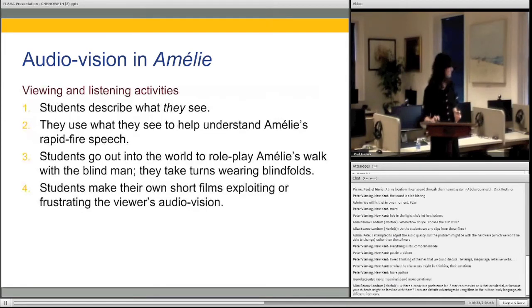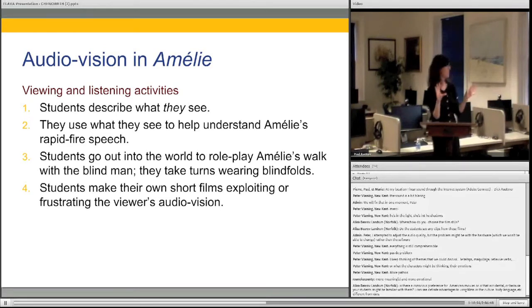Right, so what would I do in the classroom with this? I would maybe first show it without any sound, especially because her language is very rapid fire, very fast, sort of hard to understand, even for me. So I would have students describe what they see. And then we would show it with the dialogue and have them use what they already know they've seen to help understand what she's saying. So, sort of reverse engineer this scene.